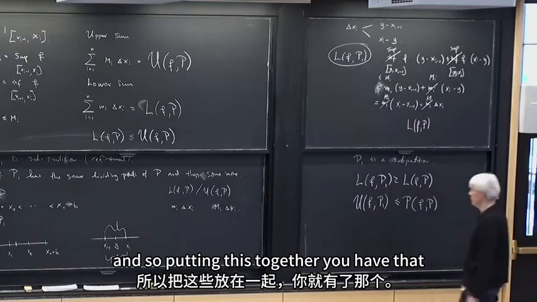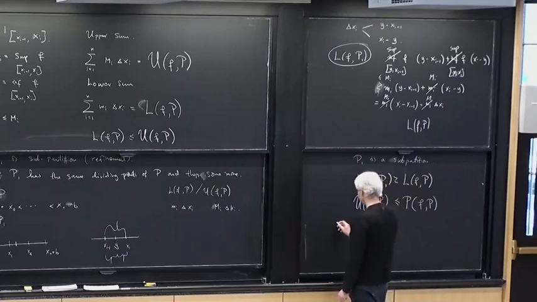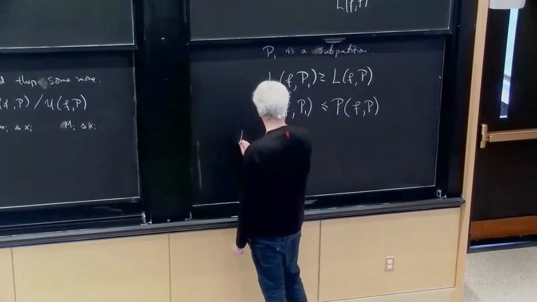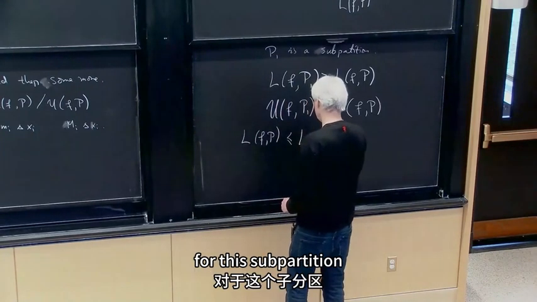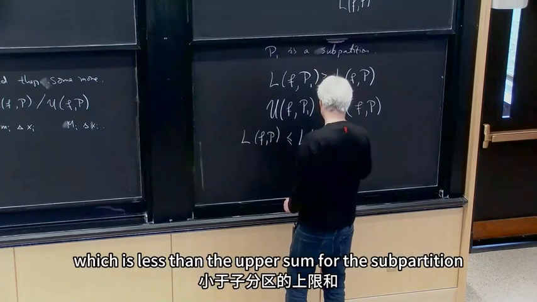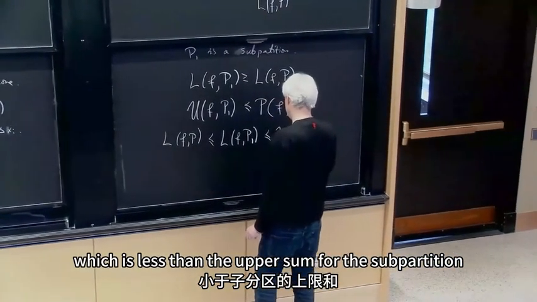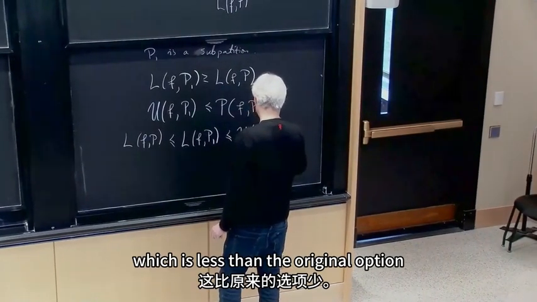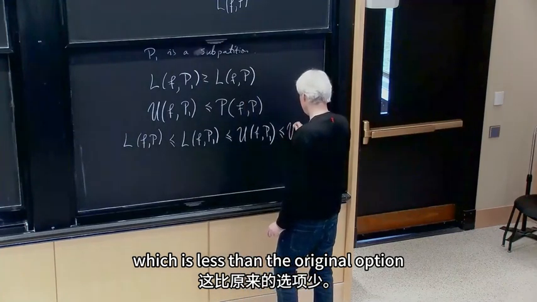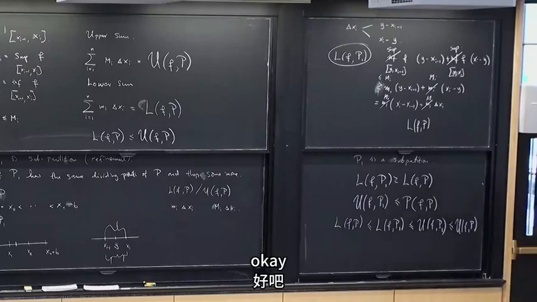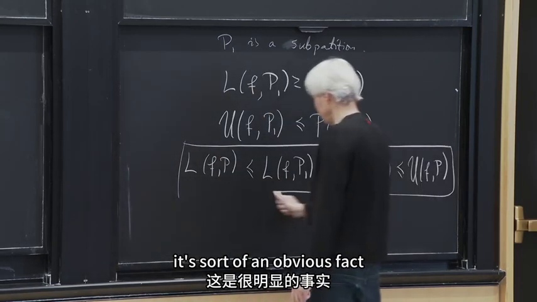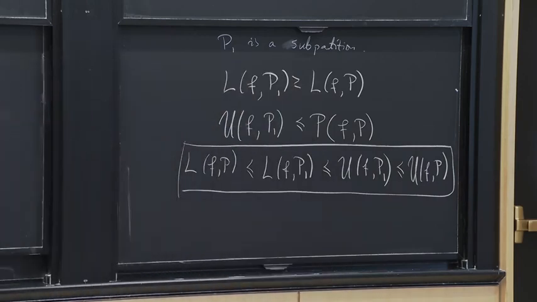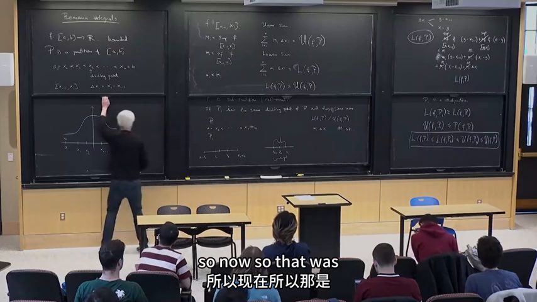And so putting this together, you have that the lower sum for the partition P is less than the lower sum for this subpartition, which is less than the upper sum for the subpartition, which is less than the original upper sum. Okay, so this is like a key fact. It's sort of an obvious fact, but it's a key fact.